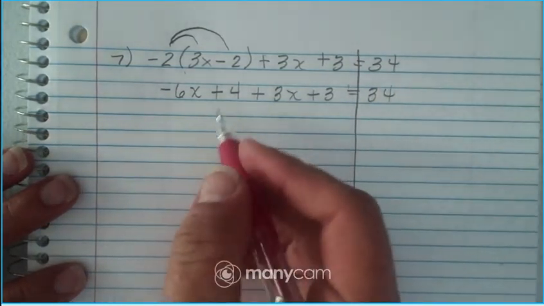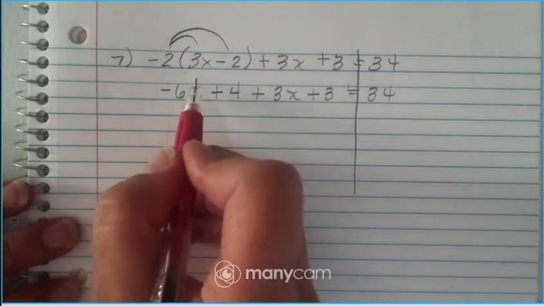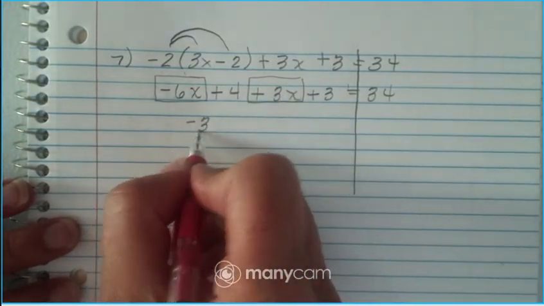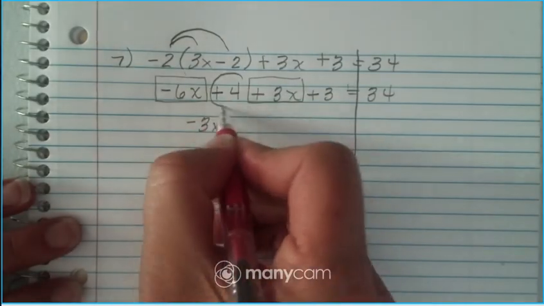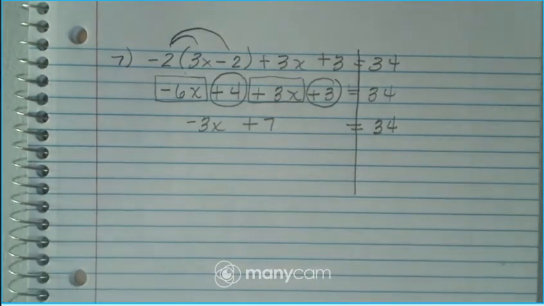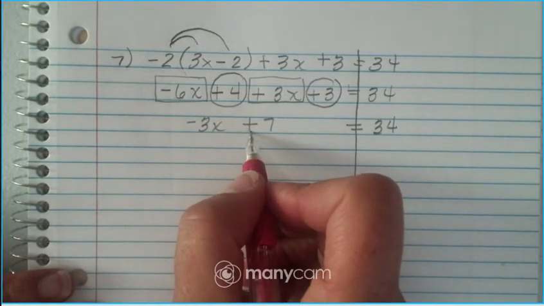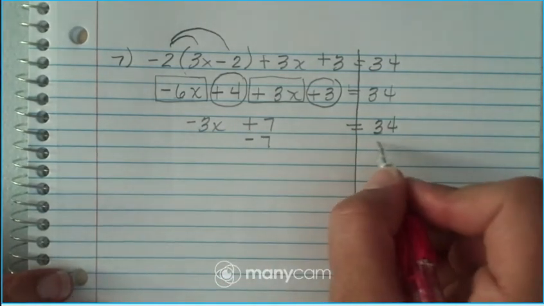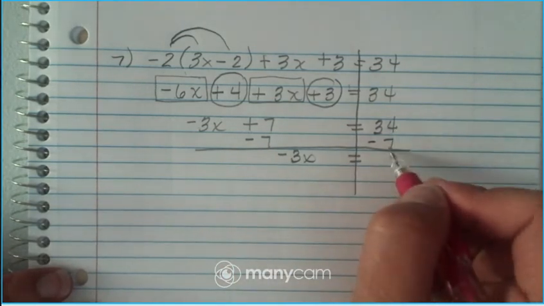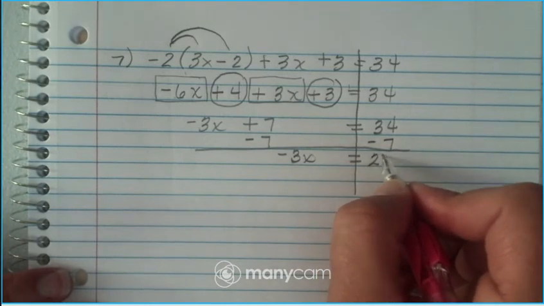Now, once again, I got to combine those like terms. So negative 6x and positive 3x. Those are my like terms. So negative 6 and positive 3 is negative 3x. Positive 4 and positive 3 is positive 7 equals 34. All right, then we need to get rid of the 7, so negative 7 to both sides. And 34 minus 7 is 27.